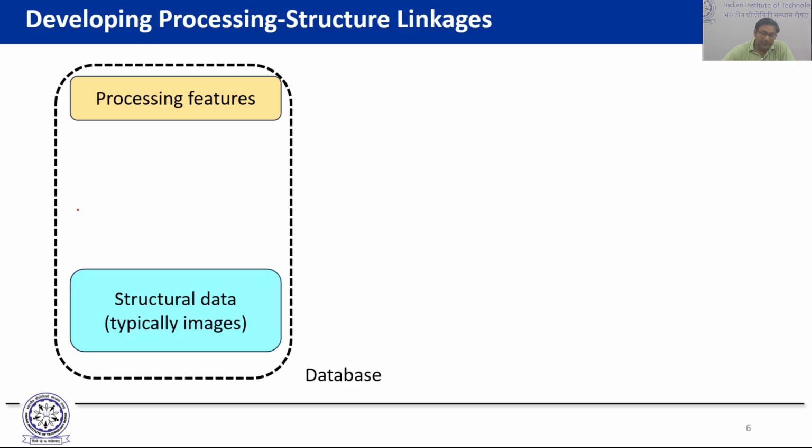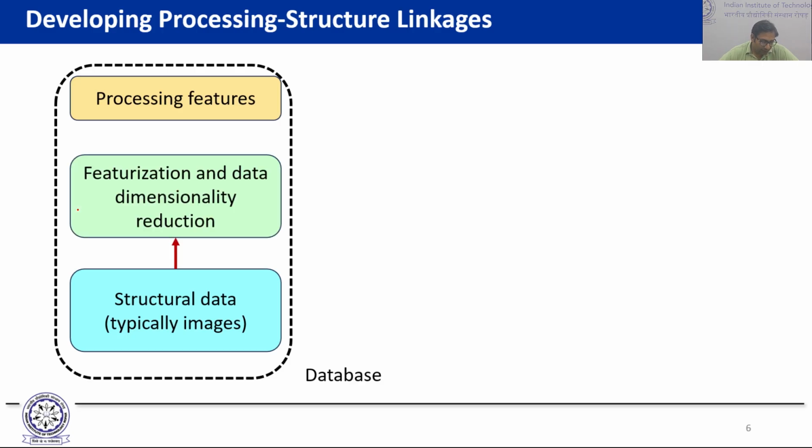I will have the structural data, and the structural data can typically be in the form of images, like the microstructure, or maybe some snapshots of what the crystal structure looks like. And then I will have to do proper featurization, but before I use the microstructural features, I have to do suitable data dimensionality reduction. So techniques like principal component analysis become important over here.